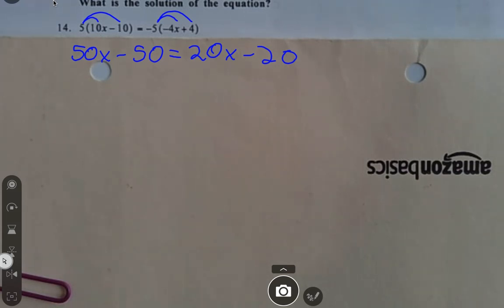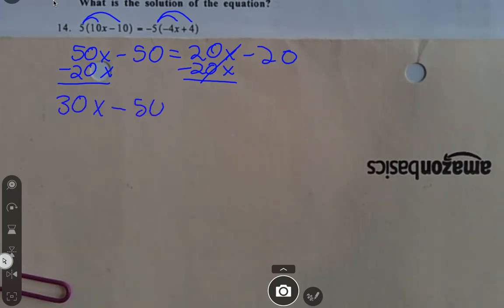Do you want to move the 50x or the 20x? The 20x. I always like to move the smaller number, but it doesn't matter. I have to subtract it over. So I subtract it, and 20x minus 20x goes away. That's why we subtract it. 50x minus 20x is 30x. And then I'm bringing everything else down. Are we good with that?